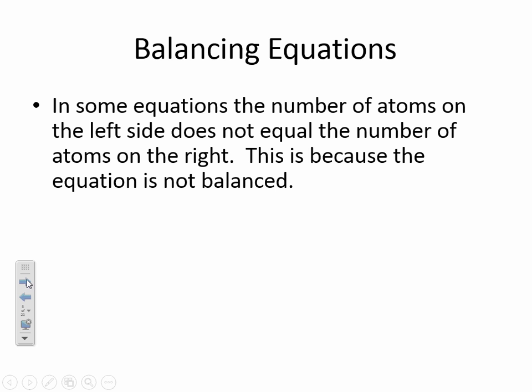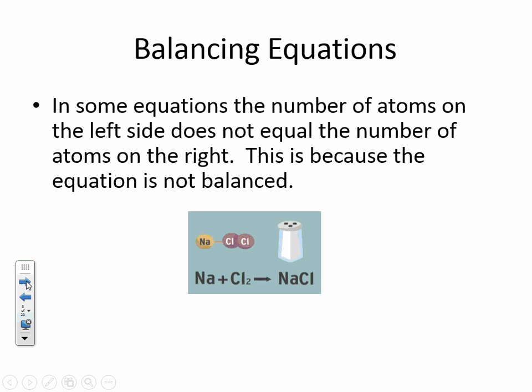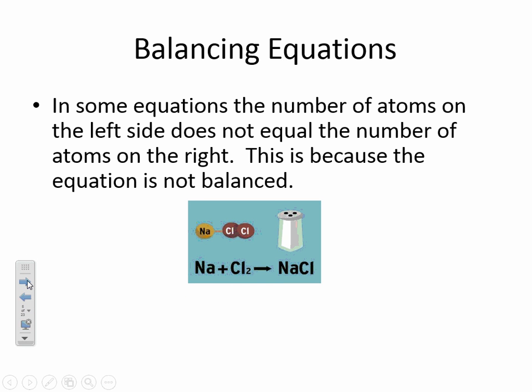And this is called just balancing equations, making sure we have the same amount on the left as we do on the right because we have to obey the conservation of mass. And this is how we balance equations. So you look here, we have Na plus Cl2 yields NaCl. Does that look balanced to you?